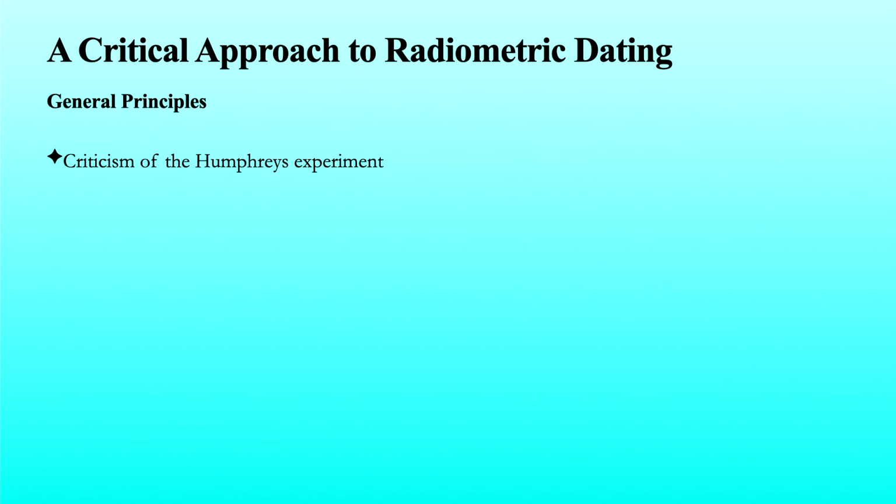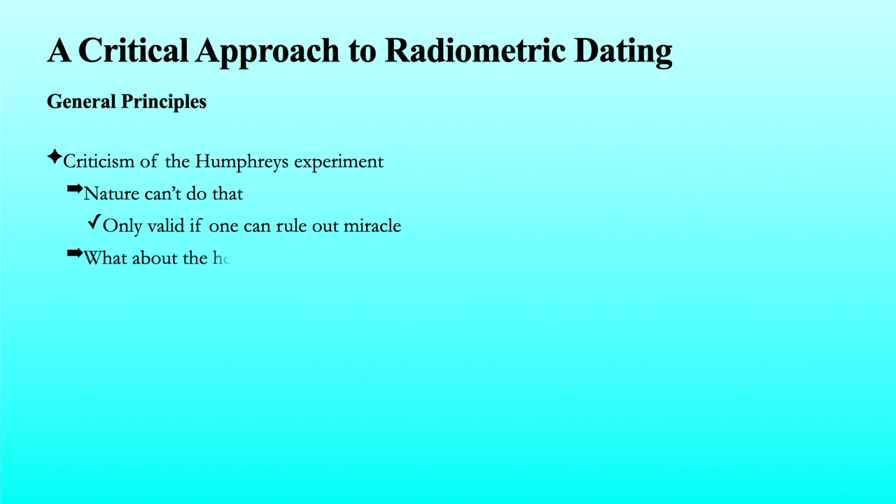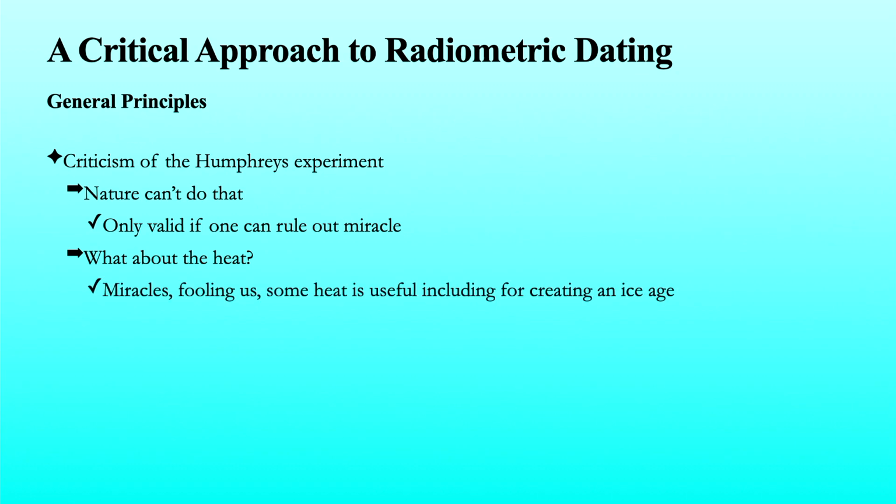Well, did Humphreys get any feedback, criticism, pushback? Well, one of them is nature can't do that. Well, maybe nature can't, but God can. But that's only valid if you can rule out miracle. Well, what about the heat that would be produced? They don't have a good answer for that. Maybe that's a miracle. Does God fool us that way? Well, he's only fooling us if we want to be fooled. That's one way of looking at it. And some of the heat will be useful in producing an ice age, which we heard about yesterday.